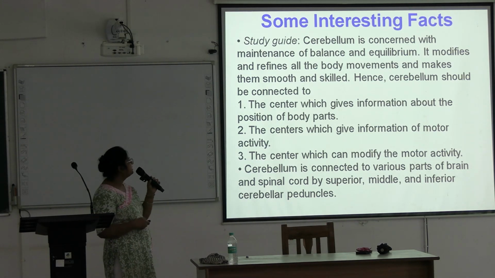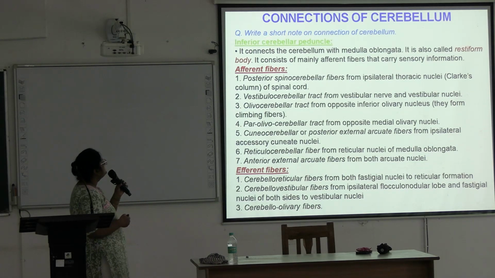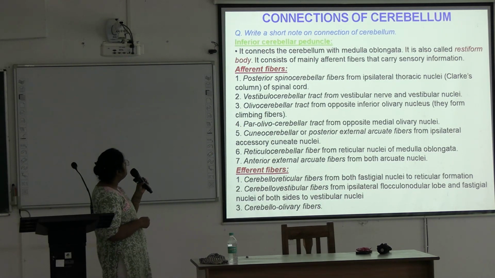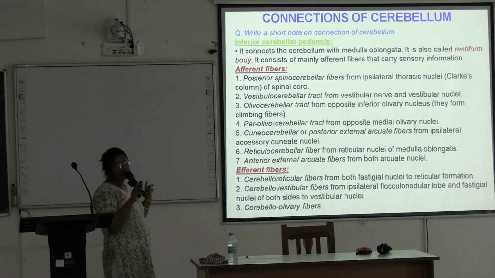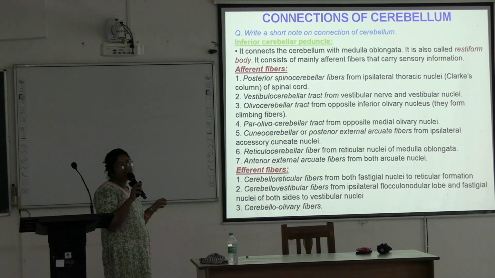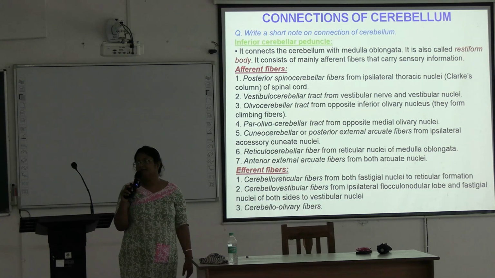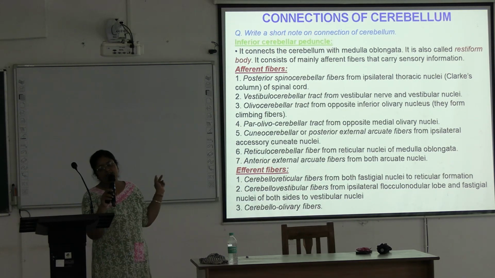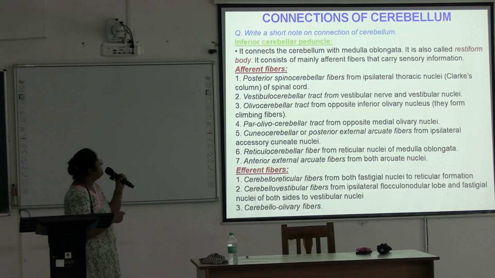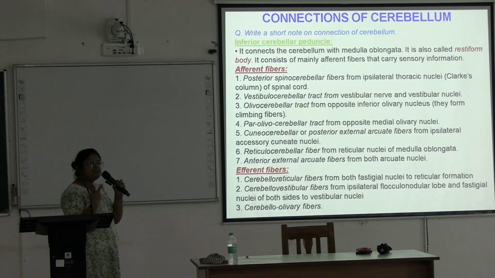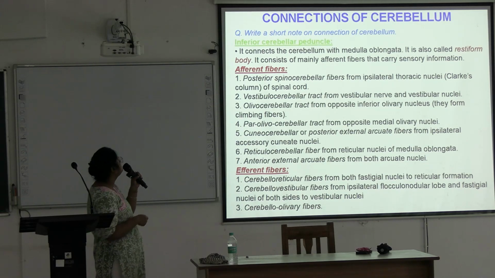inferior cerebellar peduncles. This inferior cerebellar peduncle, also known as restiform body, this is important short note. Okay, inferior cerebellar peduncle, or sometimes all the cerebellar peduncles together can come as a short note. Inferior is important most. Also, you will be asked about afferent and efferent fibers in the inferior cerebellar peduncle.